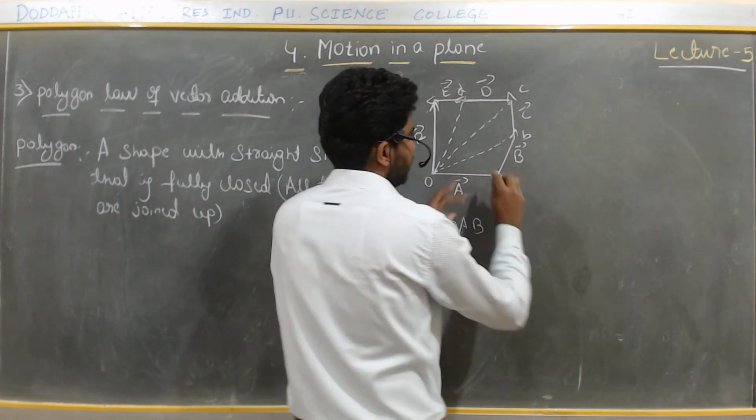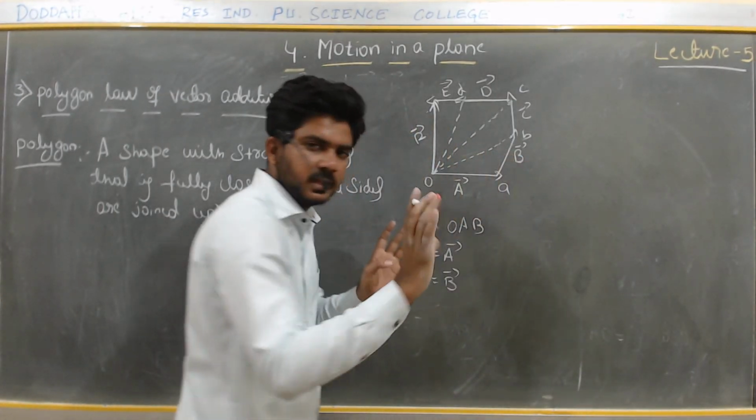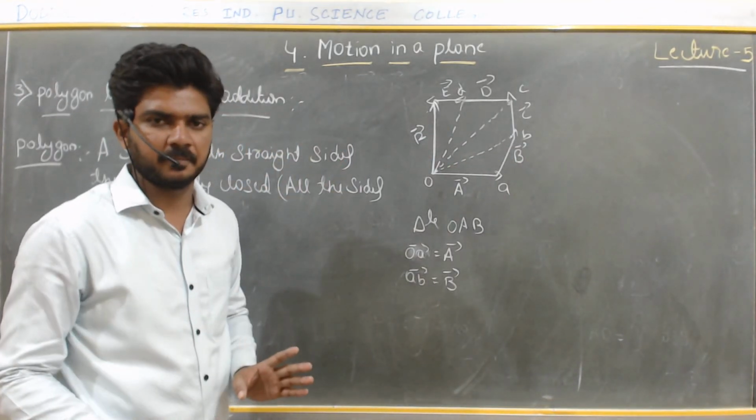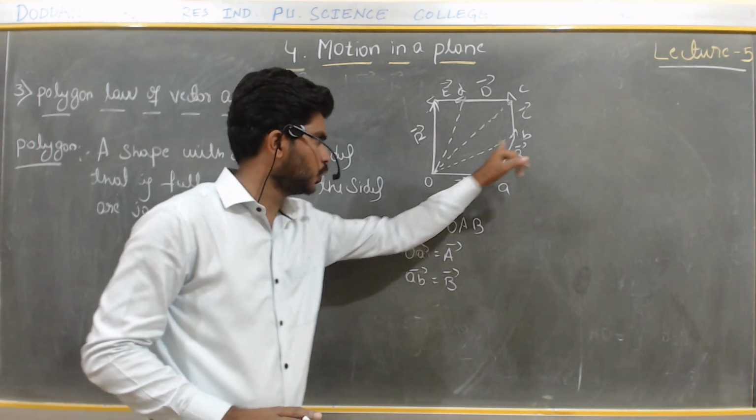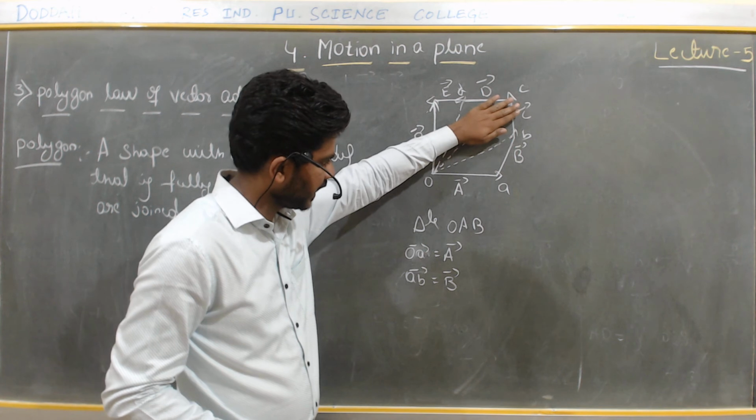So here vector A is there, here vector B is there, and if we just join these two we cannot write R is equal to A plus B. That should be in a triangle form. So that's why I have drawn a line from O to B. Now you can see the triangle OAB.